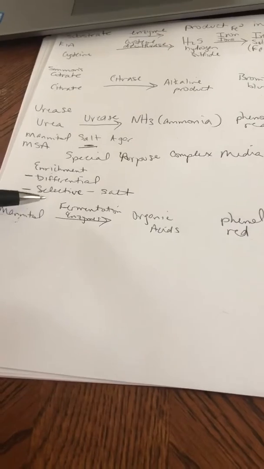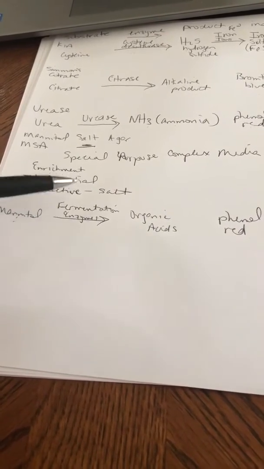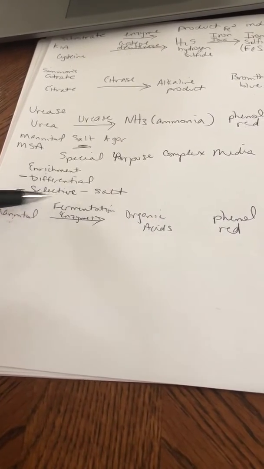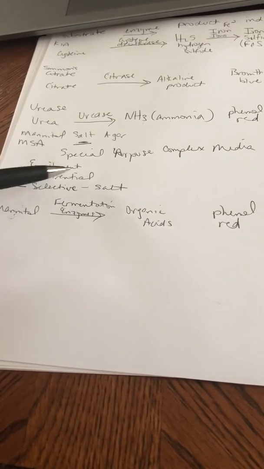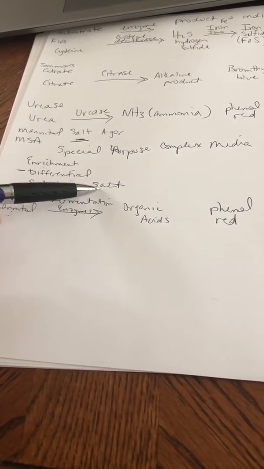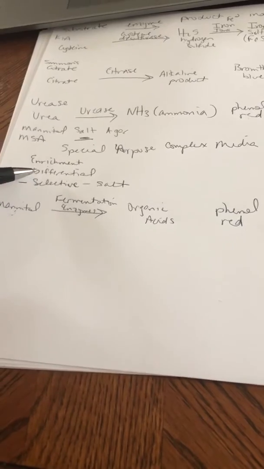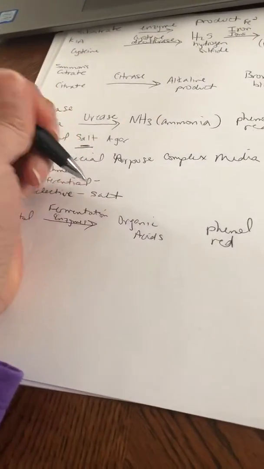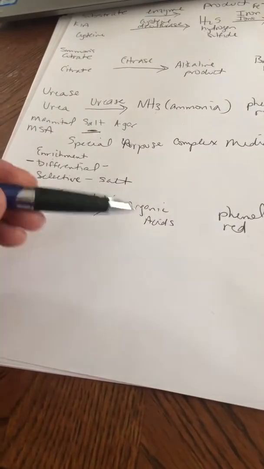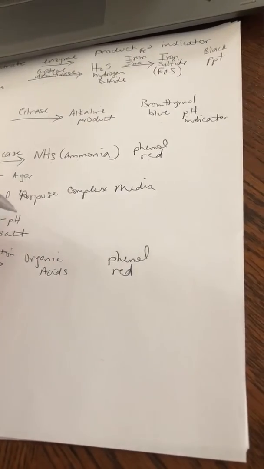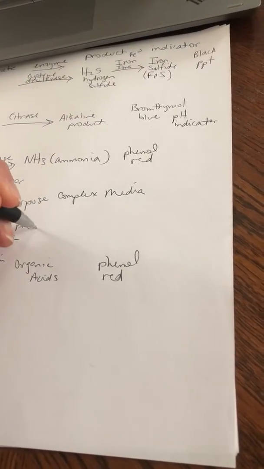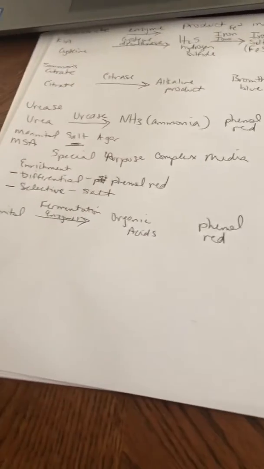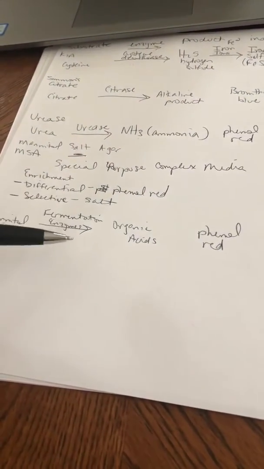So if it can grow in the mannitol salt agar, that means it can handle a high salt. So the selective portion of this special purpose complex media is the salt, the ingredient that makes it selective. And then the differential portion technically is the phenol red, because the phenol red lets us know whether your bacteria can ferment the mannitol and create organic acids as a byproduct. So the pH, or not the pH, I'm sorry, the phenol red is the differential portion of the media itself.